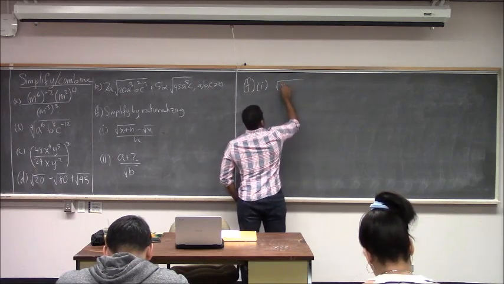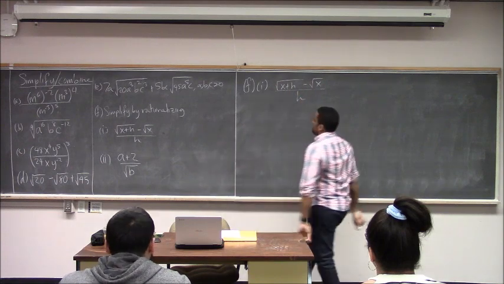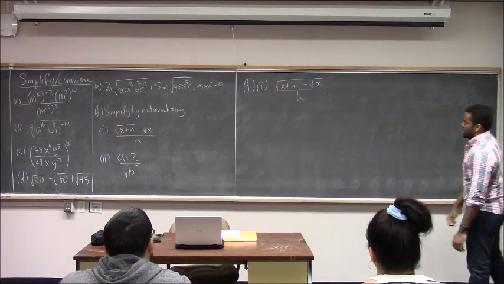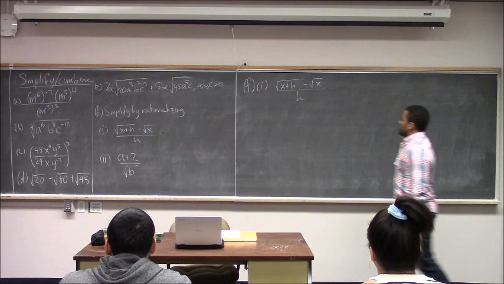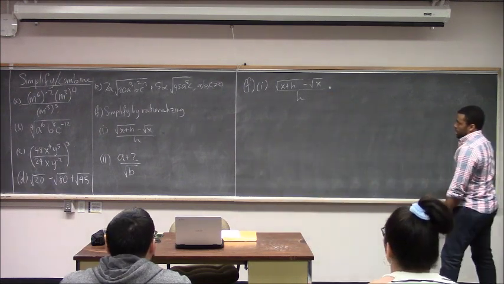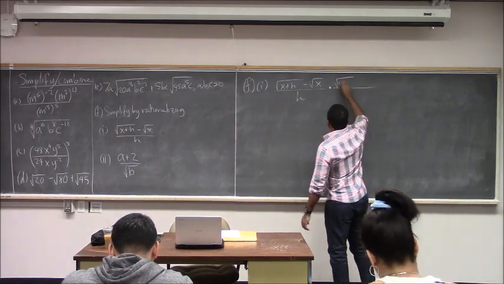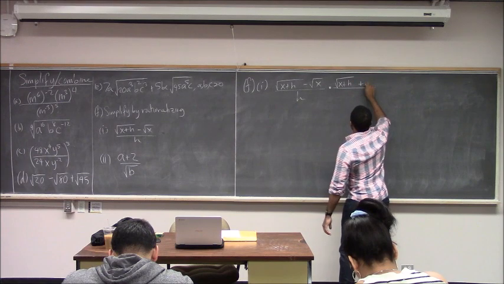So we saw this, x plus h minus radical x all over h. I believe something like that was on the first quiz. And we remind ourselves that the way to do something like this is to quote-unquote rationalize. And we rationalize by multiplying and dividing by the conjugate. The conjugate is going to be the same thing with a different sign in the middle.